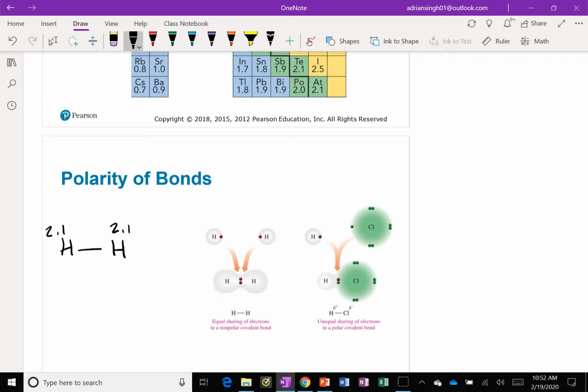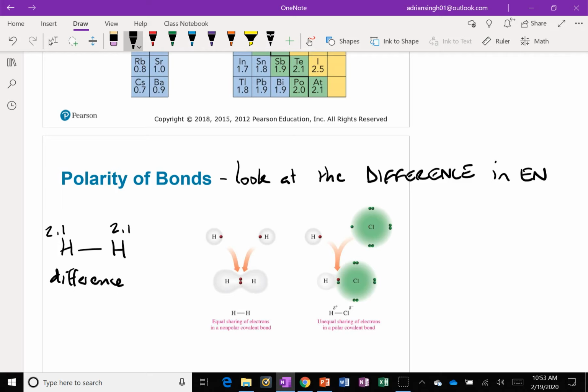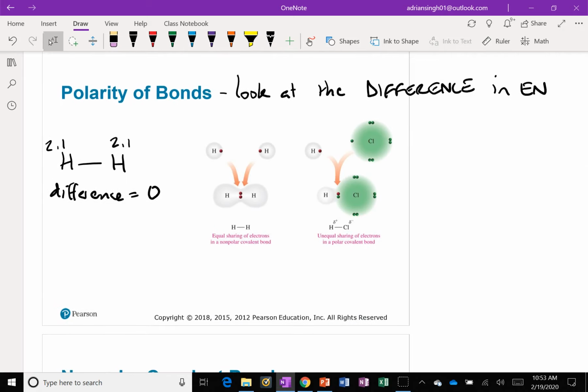It's your two H's. So what we're going to be looking at is the difference in electronegativity. What's the difference in electronegativity between the H and the other H? How do you get the difference? You subtract, big number minus the smaller number. The difference here is 0. There's no difference in electronegativity. So what that means is those electrons are being pulled equally. The electronegativity value is an indication of the strength of the pull that each of those atoms has on those electrons. So they're being pulled equally in both directions.